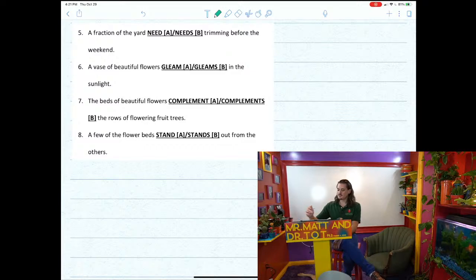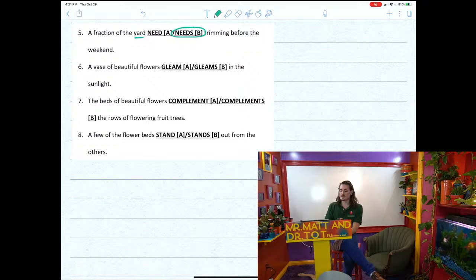Okay, let's look at 5 through 8. Number 5 says a fraction of the yard need or needs trimming before the weekend. So a fraction indicates a portion, so we're going to be guided by the noun that comes after the preposition of. That's going to be yard. Yard is singular, so we need a singular verb. Singular nouns usually do not end in S, so singular verbs usually will end in S. So we want the singular verb needs. A fraction of the yard needs trimming before the weekend.